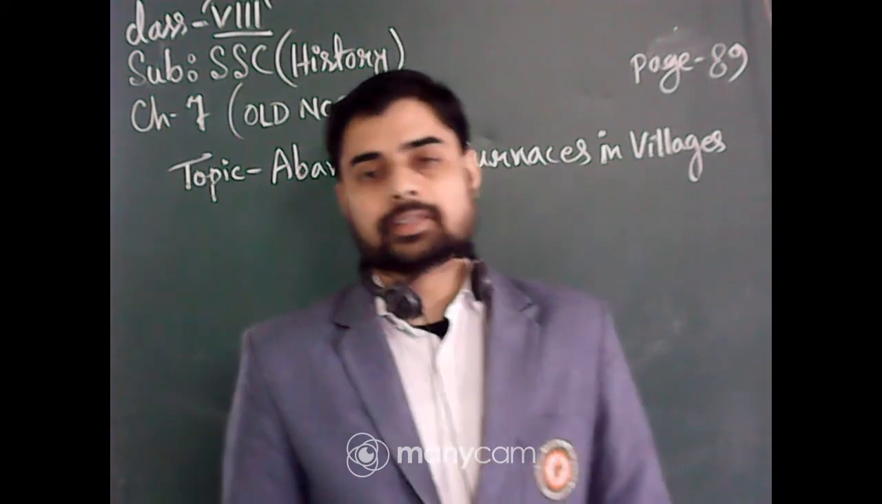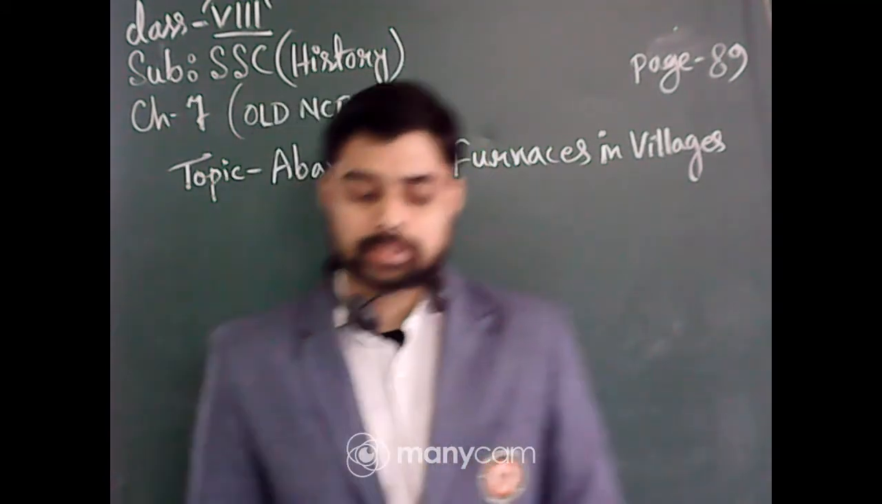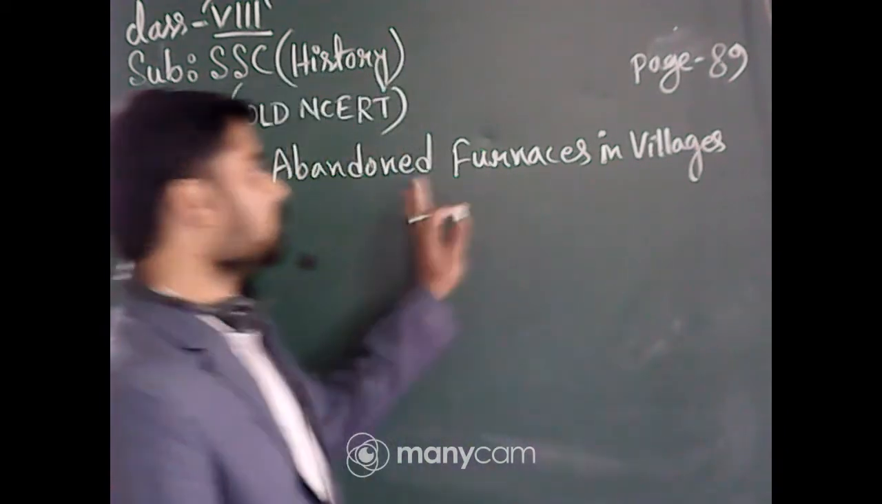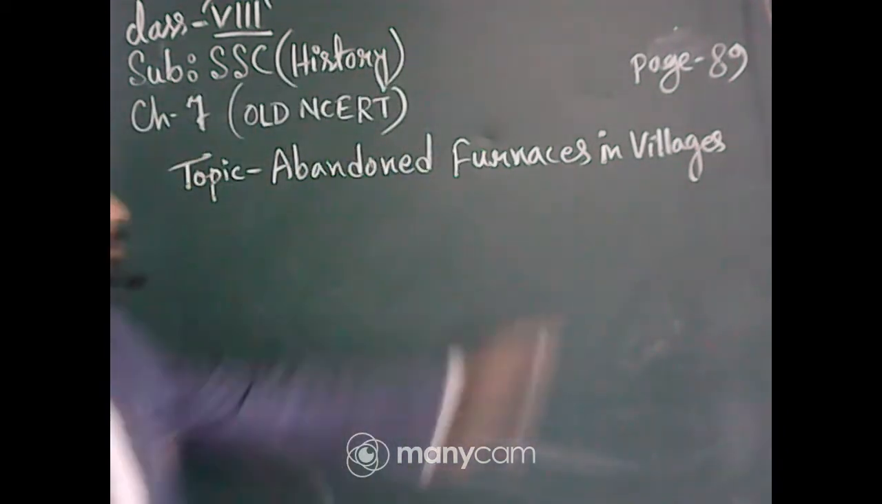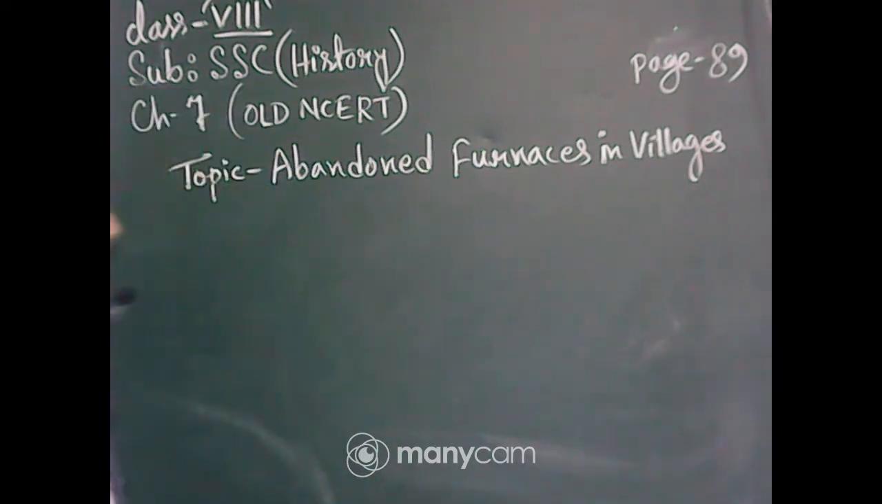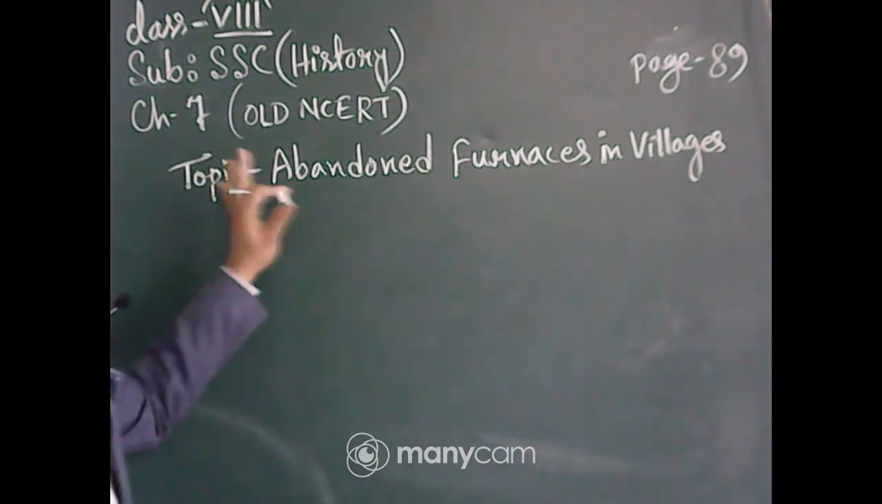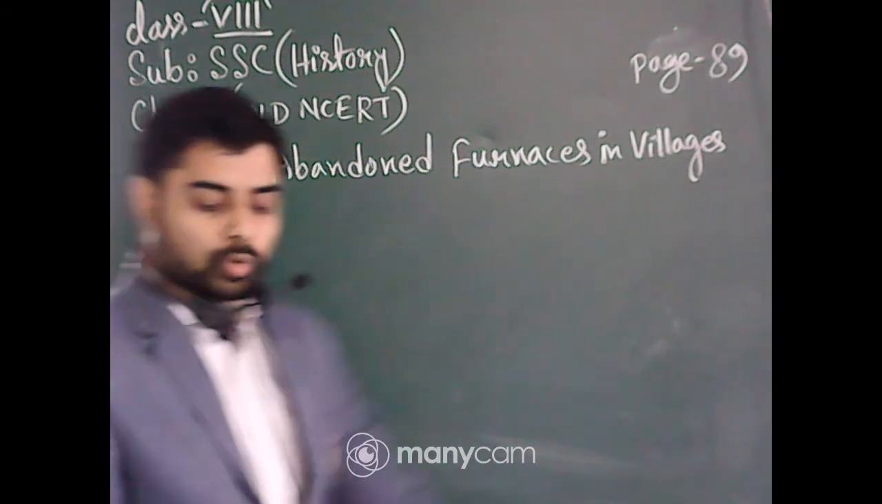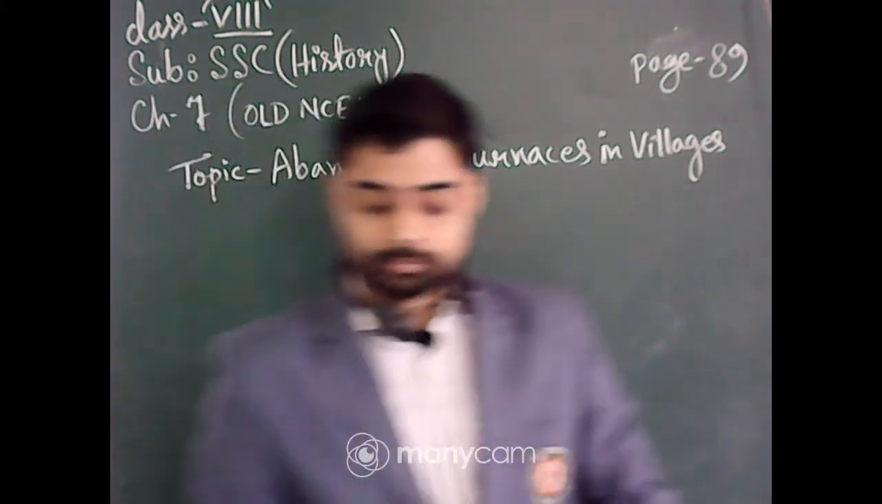So students, in this class today we are going to discuss another subunit. It is the abundant furnaces in villages. It is present on page number 89 of your old NCERT history book part 2, chapter number 7. So open quickly and follow.